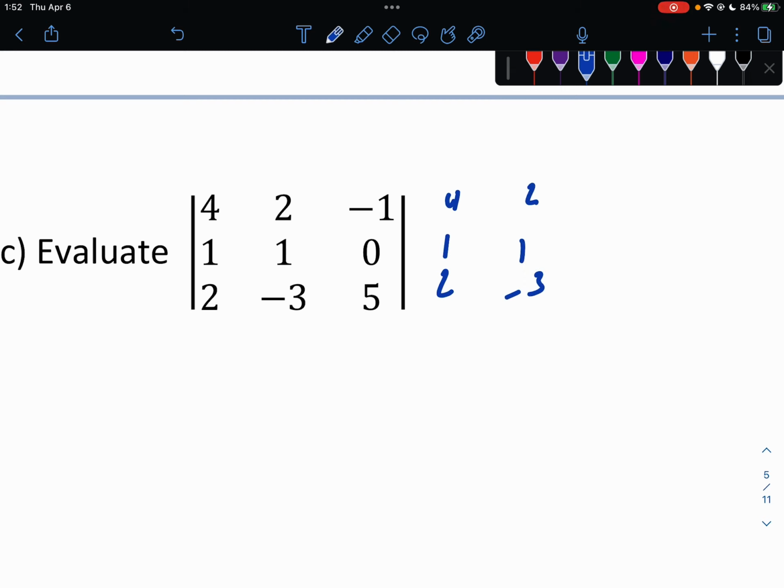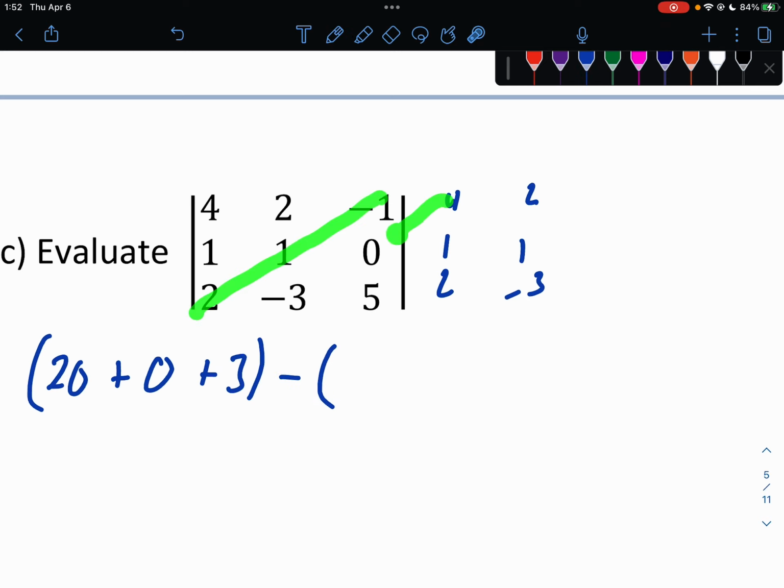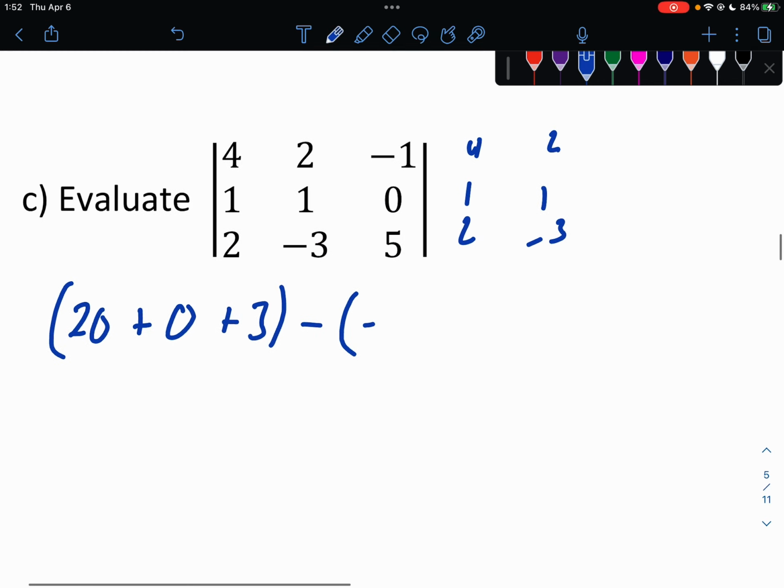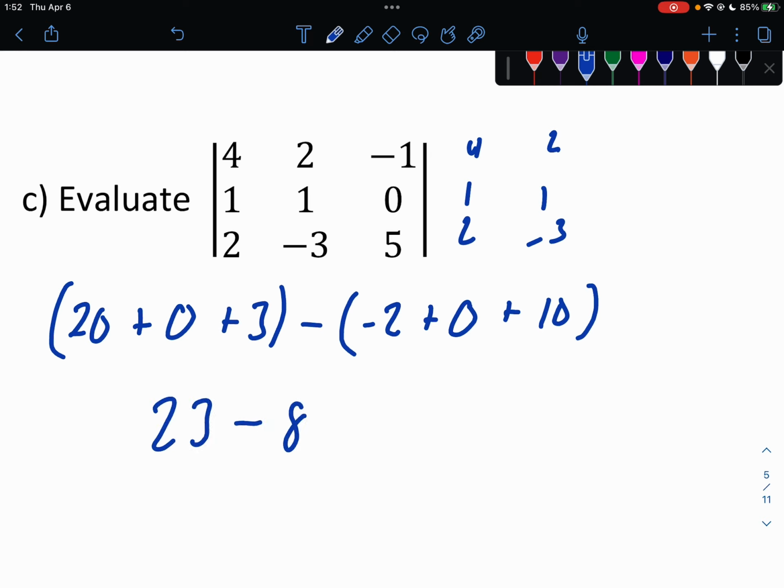Copy these down here. And then 4 times 1 times 5 is 20, plus 2 times 0 times 2, plus negative 1 times negative 3. Minus, now we go backwards diagonals, so these 3 diagonals here. 2 times 1 times negative 1, plus negative 3 times 0 times 4, plus 5 times 1 times 2. So it'd be 23 minus 8, or 15.